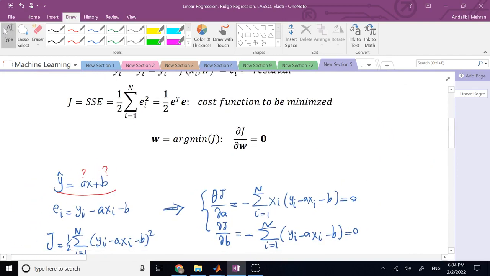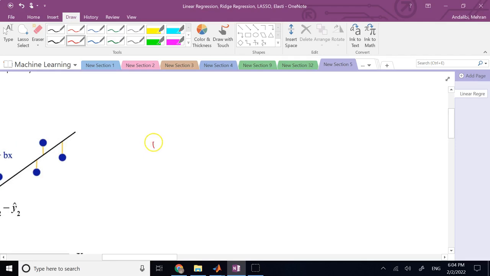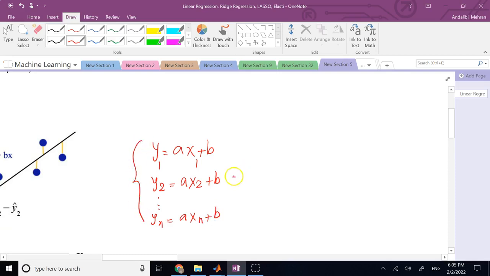So now, what would you do? Can I write this relation as a linear relation? Absolutely. Why? Because, for example, if I go back here, if this y is ax plus b, then y1 is like ax1 plus b, y2 is ax2 plus b, and all the way to, let's say, yn, which is axn plus b. Now, can I write all of this into a linear format in terms of the unknown vector? And here your unknown vector is simply what? A and B. So this is your unknown vector W.